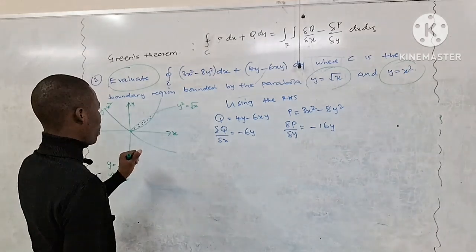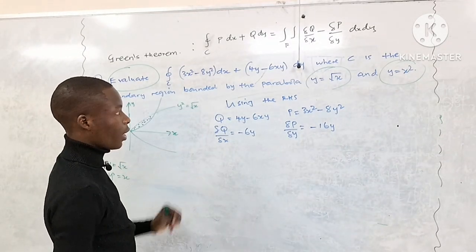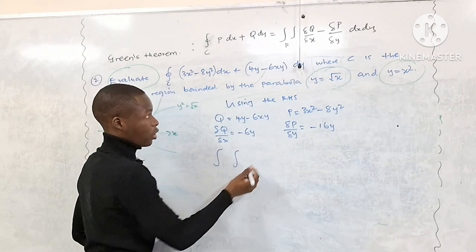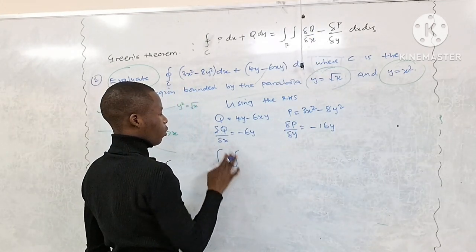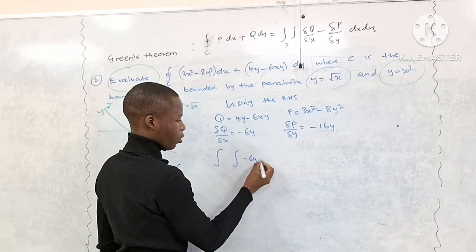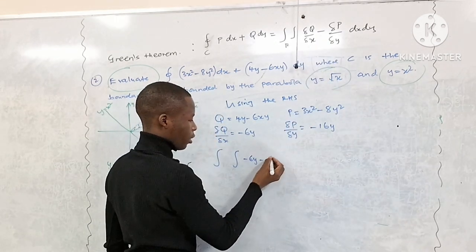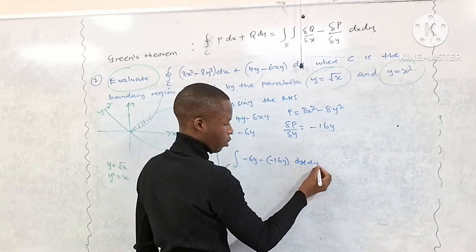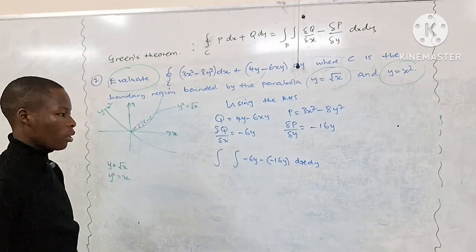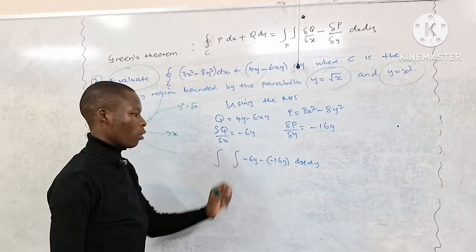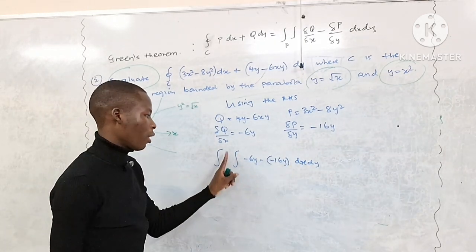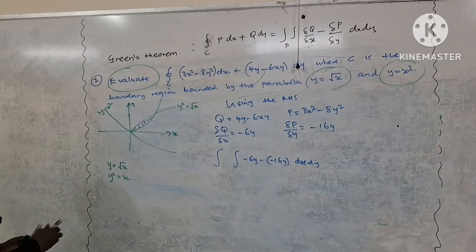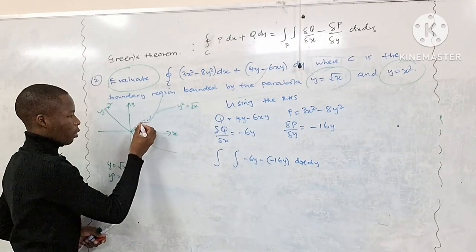Now, what is the lower limit for x and what is the lower limit for y? Let's substitute first into this equation. The partial derivative of q with respect to x, this is negative 6y, subtract 16y, dx dy. So you are supposed to find the lower limit of x, the upper limit of x, the lower limit of y, the upper limit of y. I'm going to draw a horizontal strip.